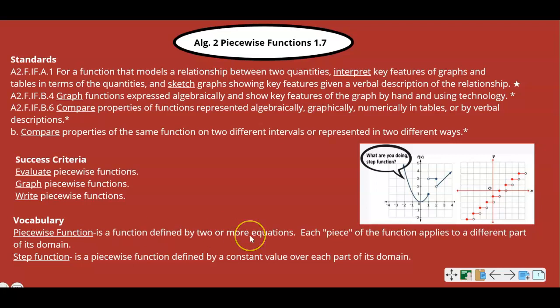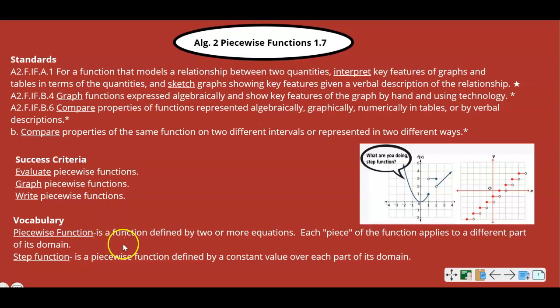We are going to look at piecewise functions today, starting with the state standards here and the success criteria. Today you need to be able to evaluate piecewise functions, graph piecewise functions, and write piecewise functions. Vocabulary that you need to know.